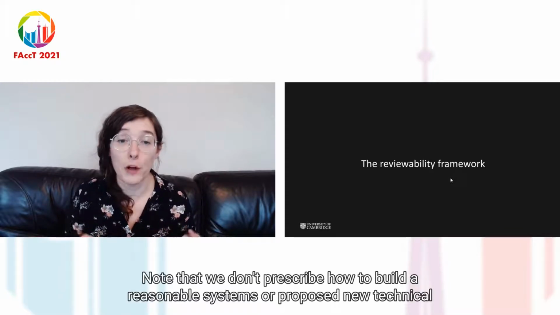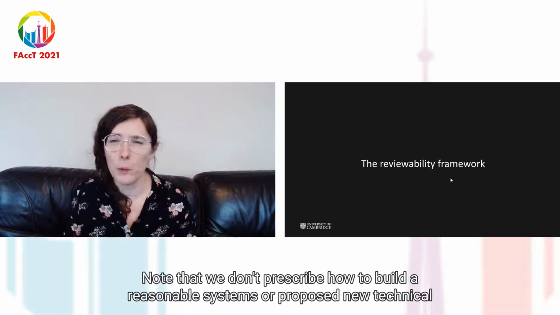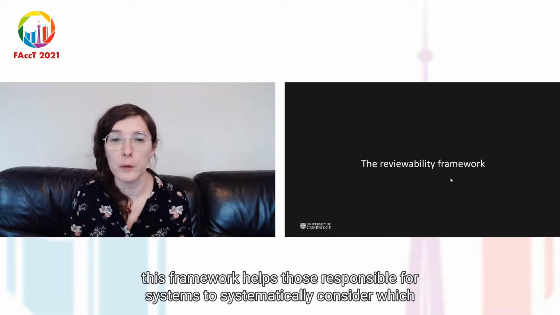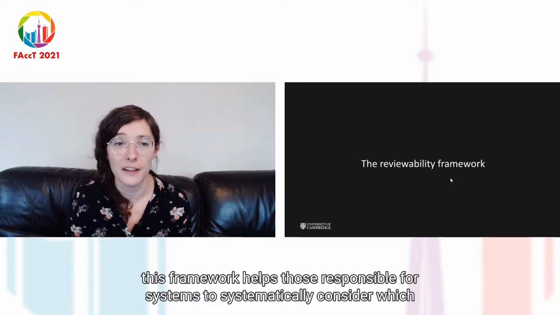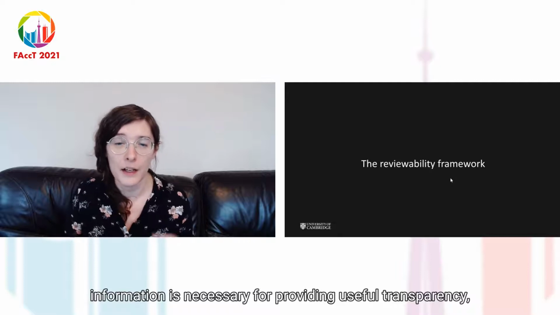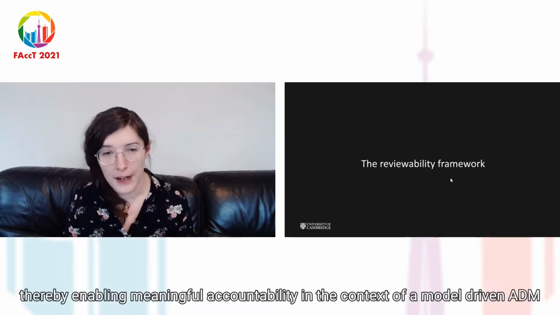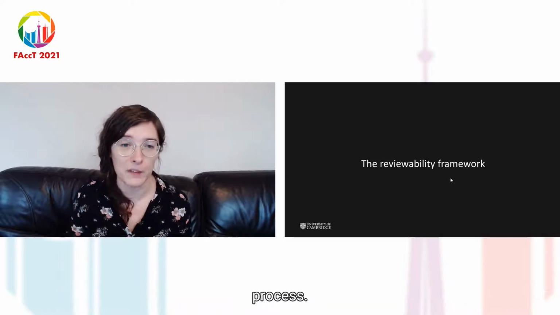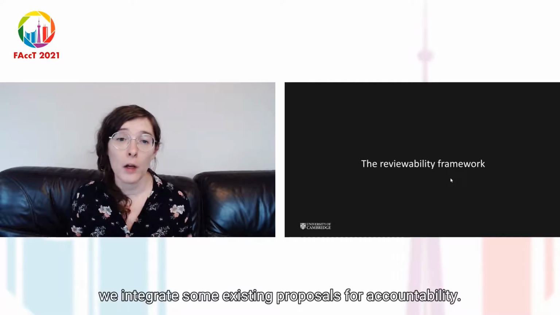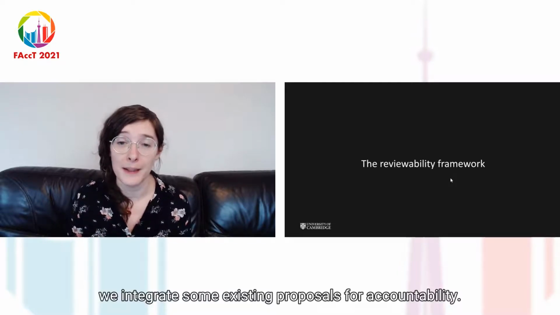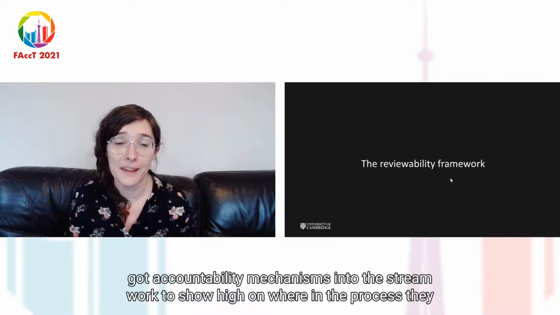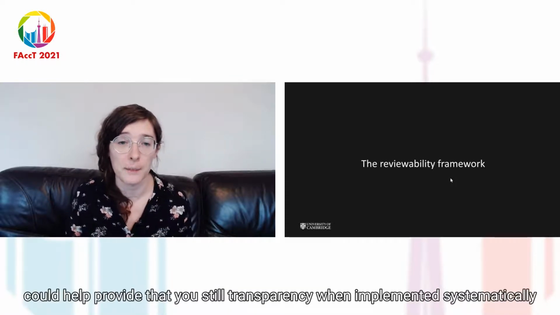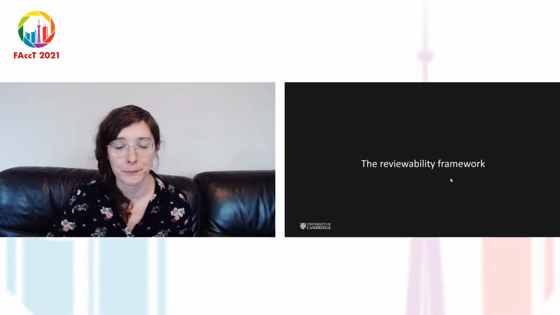Note that we don't prescribe how to build reviewable systems or propose new technical or organizational solutions. Instead, this framework helps those responsible for systems to systematically consider which information is necessary for providing useful transparency, thereby enabling meaningful accountability in the context of a model-driven ADM process. In the paper, we integrate some existing proposals for accountability mechanisms into this framework to show how and where in the process they can help provide that useful transparency when implemented systematically.